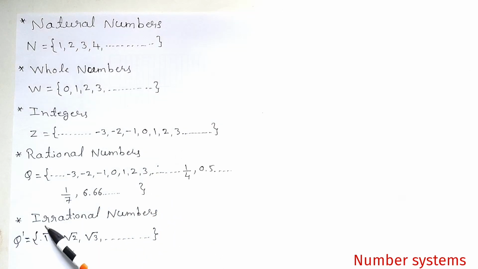And irrational numbers. Dear students, non-terminating and non-repeating decimals are irrational numbers. We can't express them in the form of p by q, that is, we can't express a numerator and denominator. Those numbers we call irrational numbers. For example, pi, √2, √3, and so on. This group of numbers we call irrational numbers.